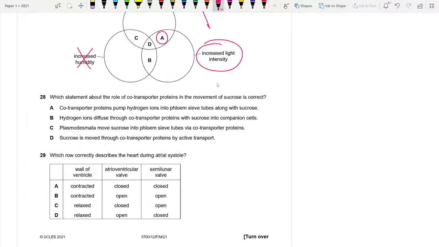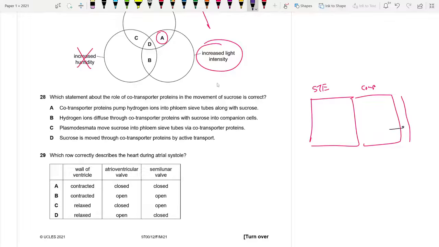Wrong. Wait. So it's like this. I'm going to tell you the whole process. This is the sieve tube element, and this is our companion cell. This is the companion cell wall. Initially, we pump H plus ions using energy into the cell wall of the companion cell from the companion cell. Then it flows down along with sucrose.